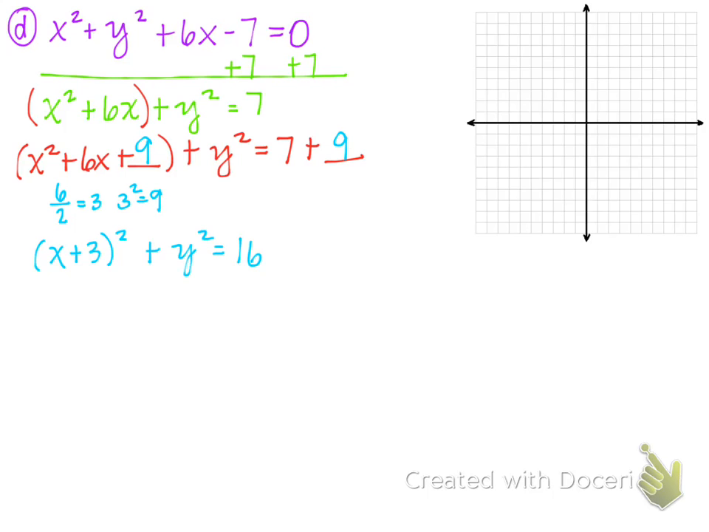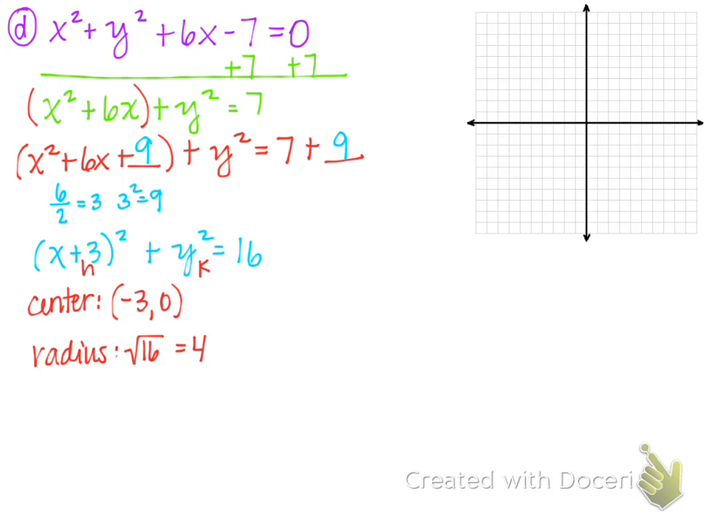We can pull out our center and our radius. So the center for this one, here's our h. Our k is actually going to be 0, because remember, we don't write plus 0. So we take the opposite sign. So we have negative 3, and then we have a 0 for the k. And for the radius, we're going to take the square root of 16, which is 4.